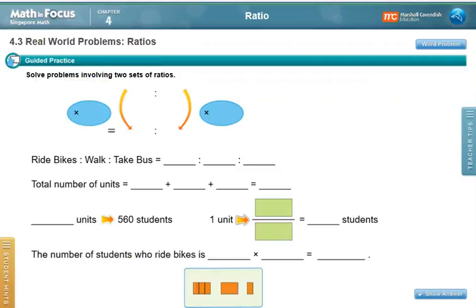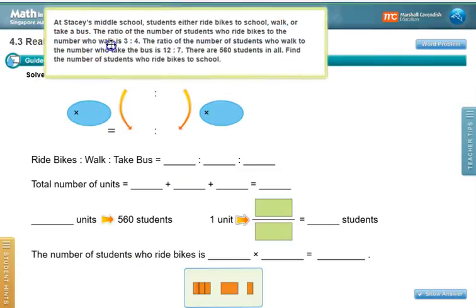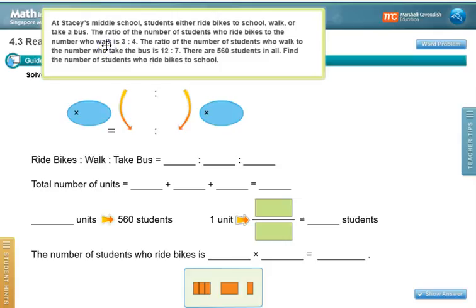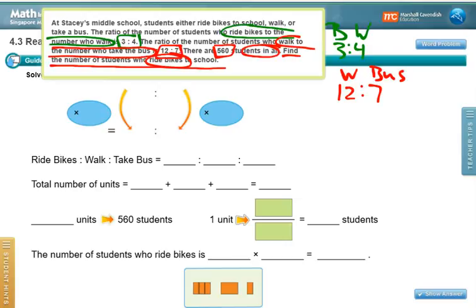All right, so two examples left to rock and roll through. So we have Stacy going to middle school. People ride bikes, people walk, or people take a bus. Pause, cube, then proceed. So you should look something like this.